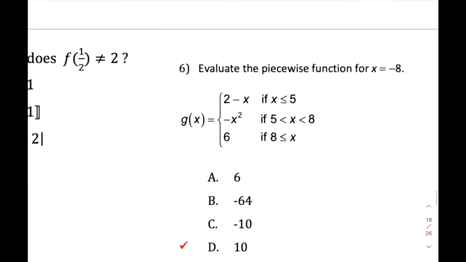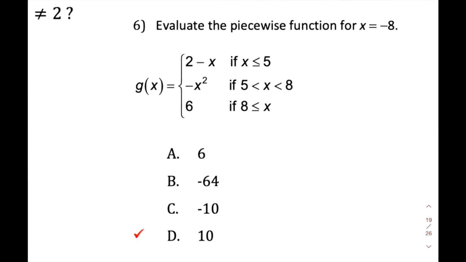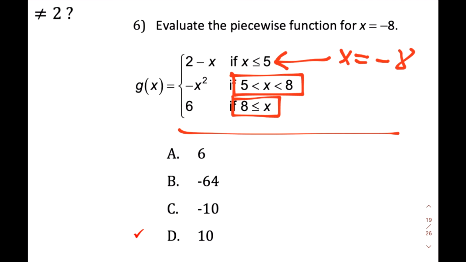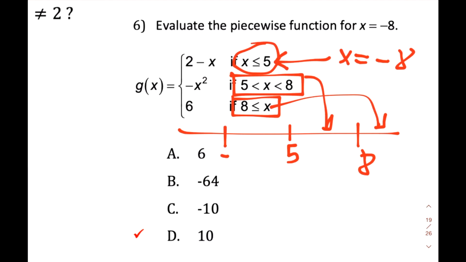Evaluate the piecewise function for x equal negative 8. If you remember, x equal negative 8 is not here. Sorry, it's here actually. x equal negative 8 is here. It's not here because here x are between 5 and 8, and here x are more than 8. If I draw the line and I put 5 and I put 8, more than 8 are here, between 5 and 8 is here. Less than 5, minus 8, is here. So I'm going to use this expression.